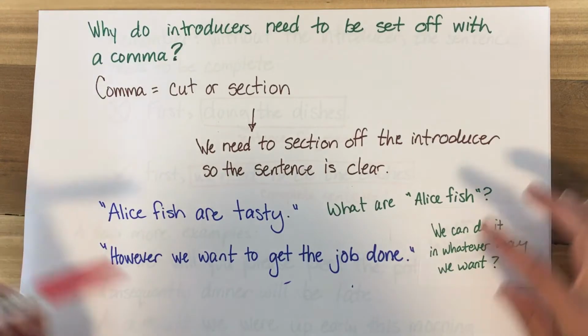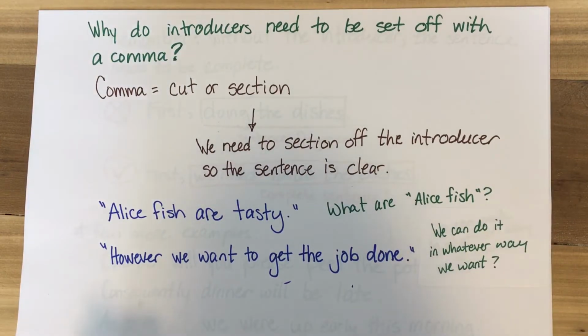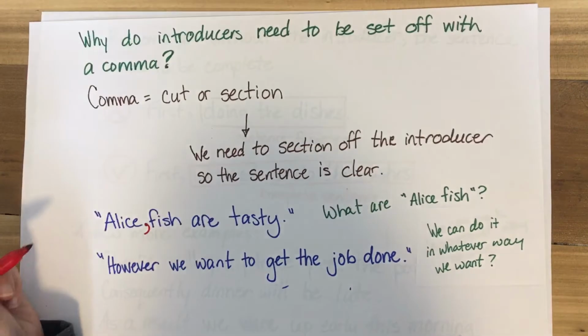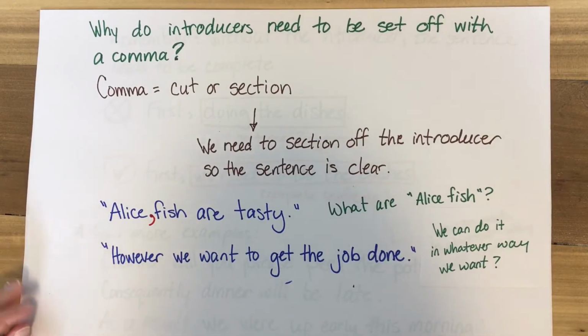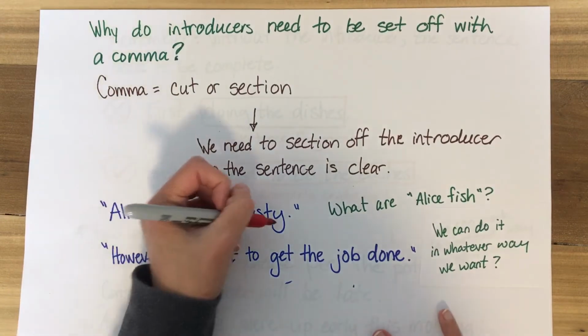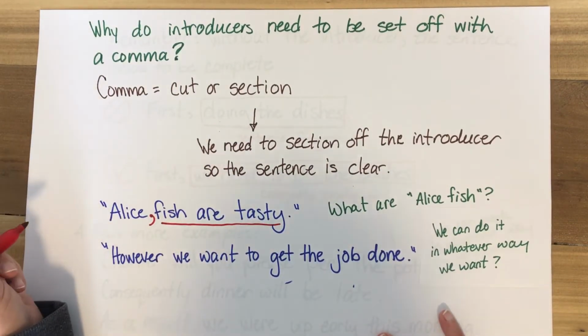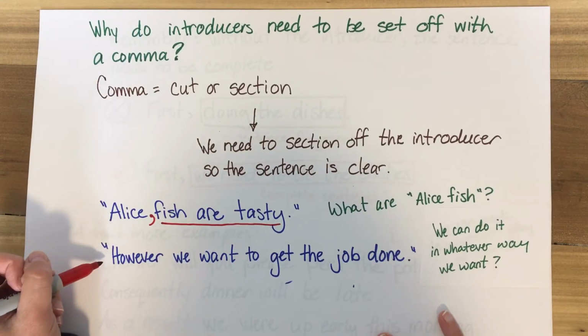There's an error in this sentence, and that's that I actually have an introducer, someone's name, and what I'm actually saying is Alice, fish are tasty. Now suddenly we're good because I have that full sentence, fish are tasty, and I realize that I'm just talking to Alice. What about this next sentence?